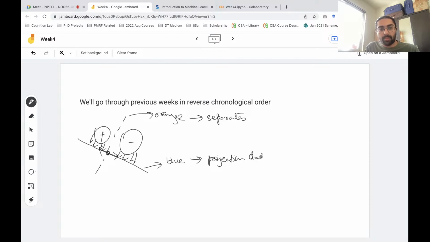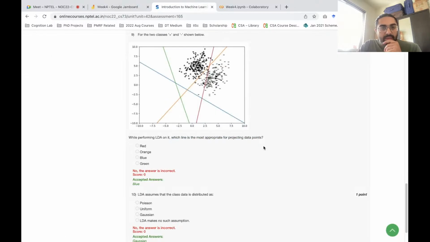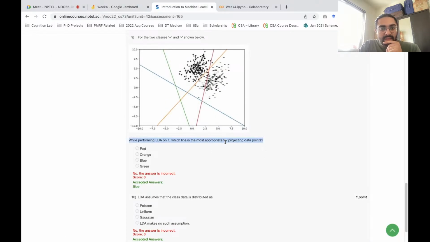Okay, so this is the projection line that you should ideally use. Let's just name it: this is the week 3 quiz we're solving, and this is question number 9. So that's the reasoning for blue being the answer.